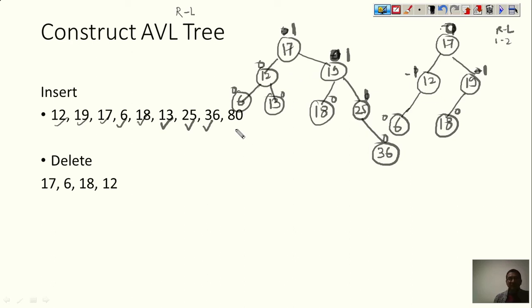Then 80. When you insert 80, again we start from 17. 80 is more than 17, go here. 80 is more than 19, go here. More than 25, more than 36, so 80 will be inserted here. Now let us look at this structure and see what is going to happen. Let us clean this part.